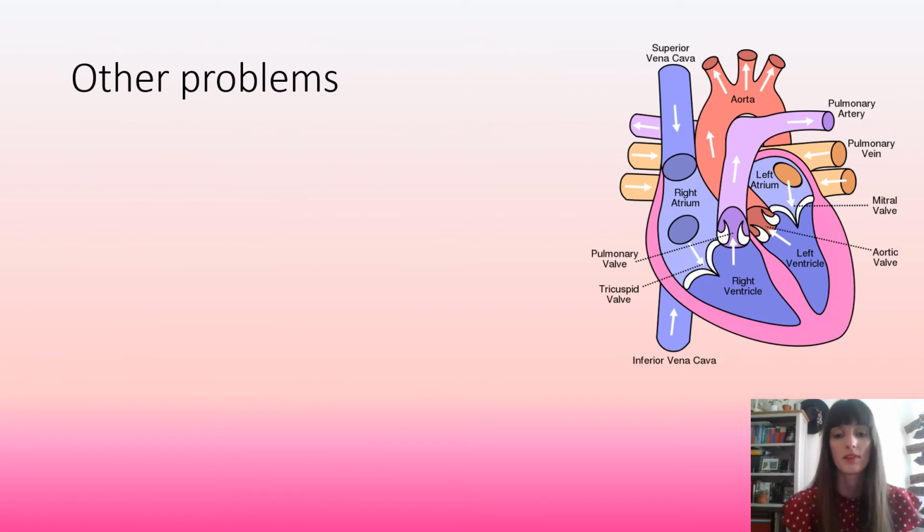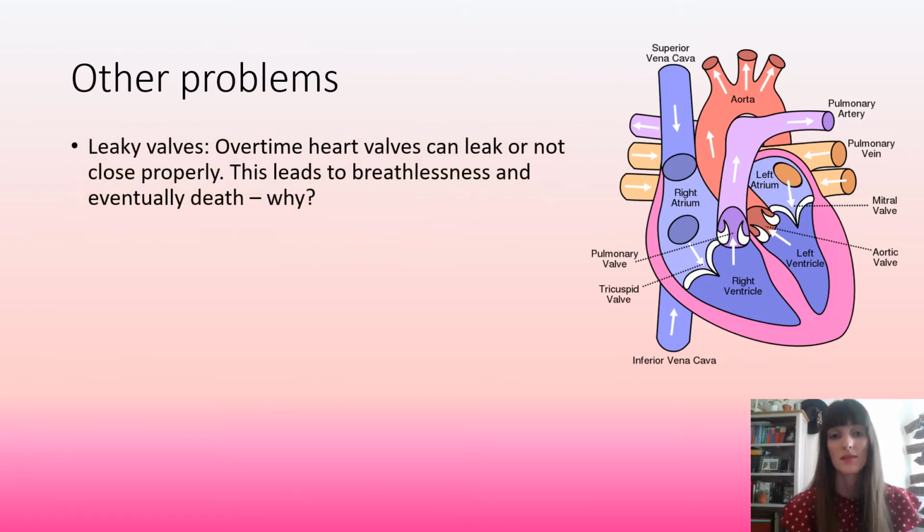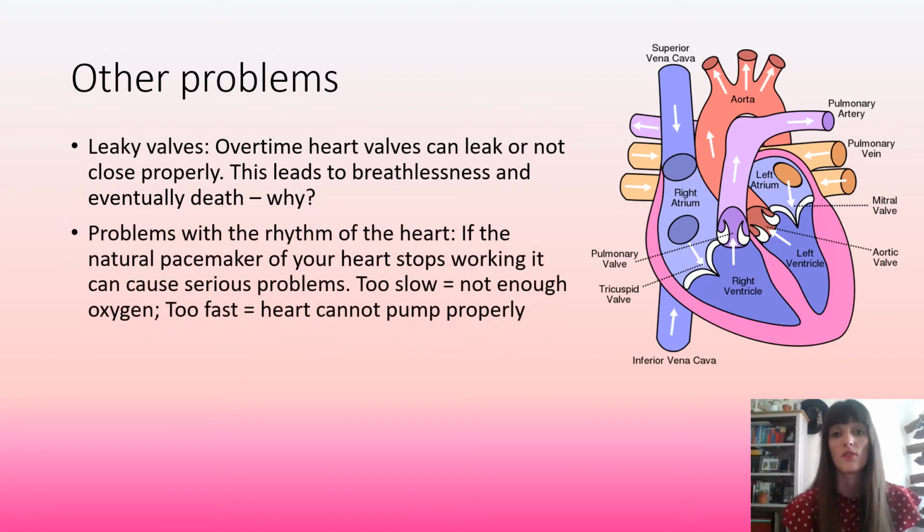You can get other problems with your heart. Leaky valves are an example. Over time, your heart valves can leak or not close properly, and this leads to breathlessness and eventually death. Just have a little think about why that might happen. Another problem is with the rhythm of your heart. If the natural pacemaker of your heart stops working, it can cause serious problems. It can cause the person's heart to beat abnormally slow or fast or irregular. If it's too slow, it means that you're not going to get enough oxygen, and too fast means that your heart cannot pump that blood properly.